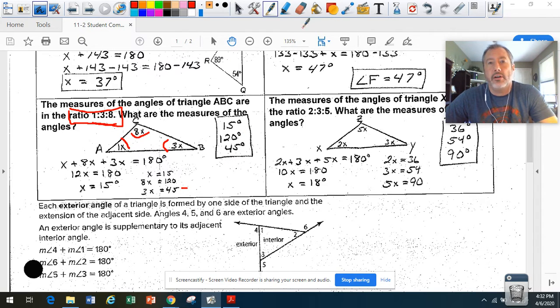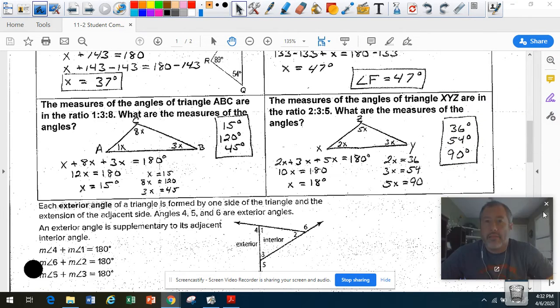So let's look over here now. This one over here says that the measures of the angles of a triangle XYZ are in the ratio of 2, 3, 5. What are the measurements of the angles? So we'll do X as the 2, so that's 2x. The Y will do the 3, so that's 3x. And the Z is the 5, so that's 5x.